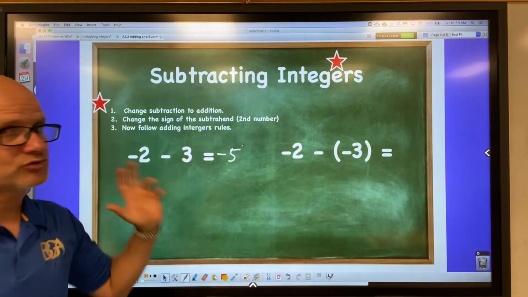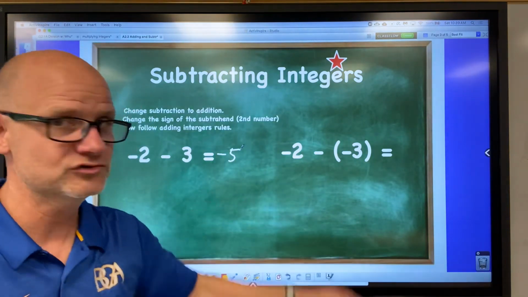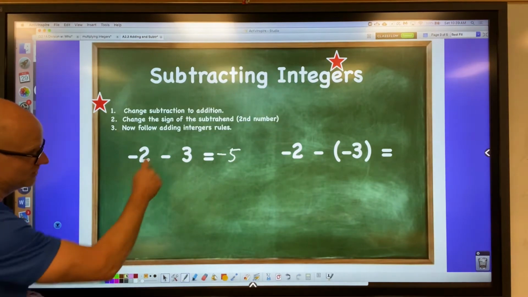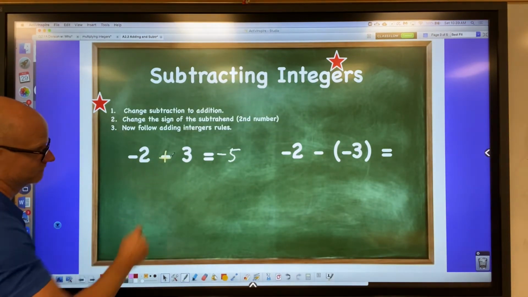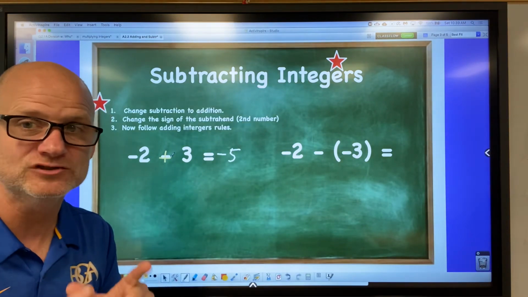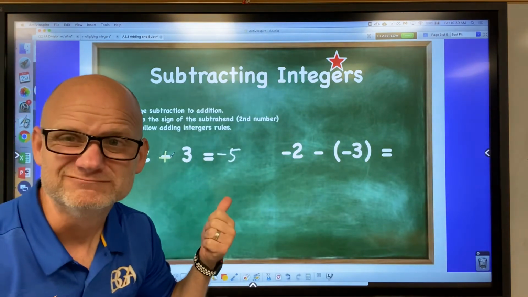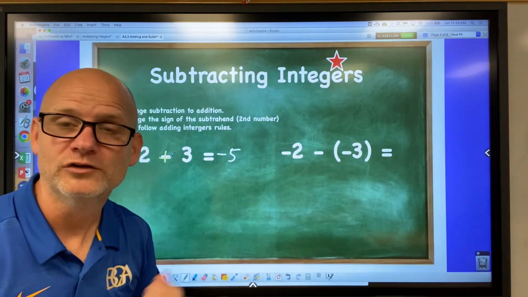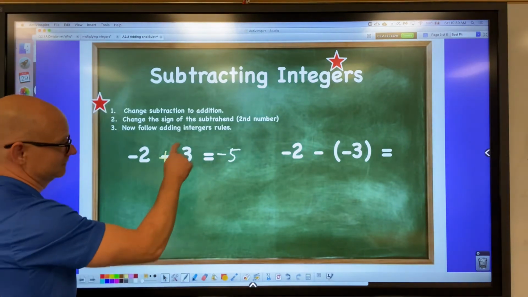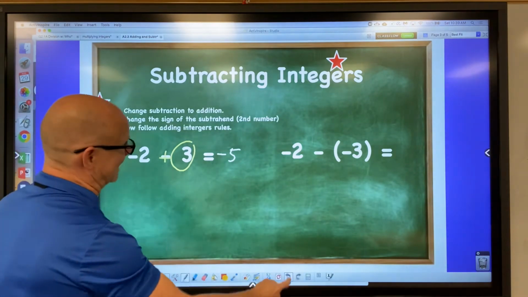When you are subtracting integers, the easiest way to solve these problems is change the subtraction to addition. So I'm going to just change this subtraction to addition. Okay, but I can't just do that. I also now have to change the sign of the subtrahend. The subtrahend. That's the second number in the subtraction problem. You see this? That's called the subtrahend. So I need to change that sign.